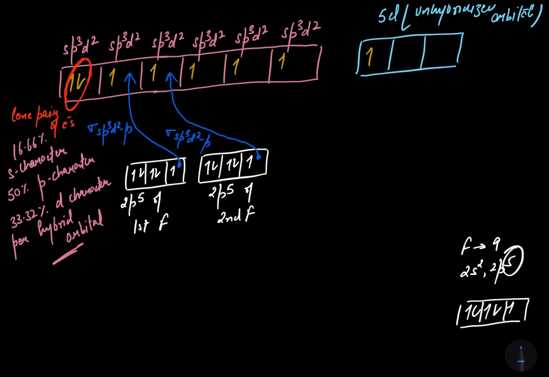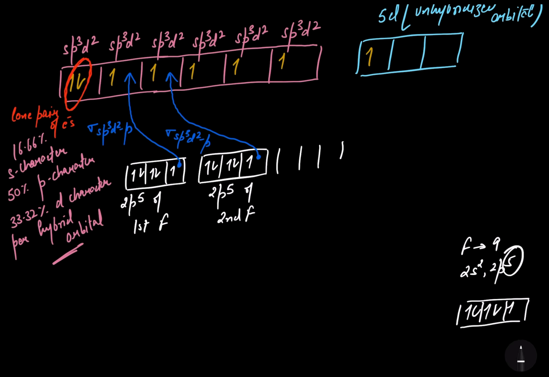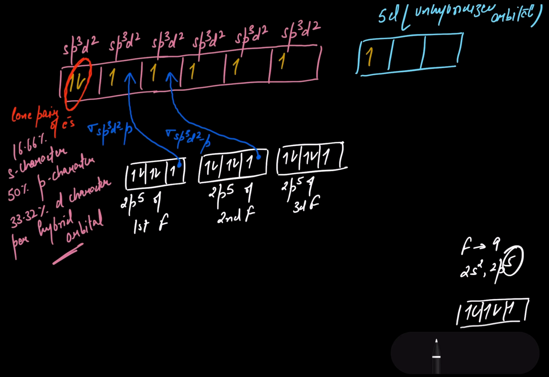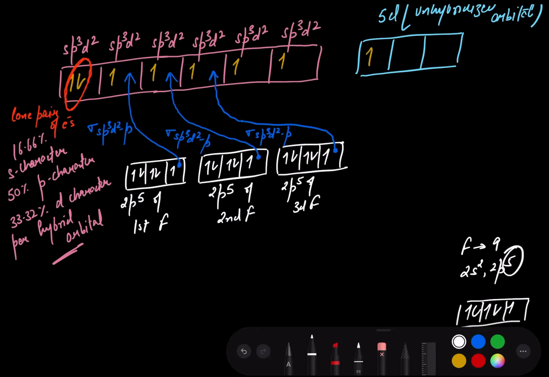Now let's talk about the third fluorine atom. That's the 2p of the third fluorine, and that's again having 5 electrons: that's 1, 2, 3, 4 and 5. Here also we have one atomic orbital with 1 electron. That's going to have head-on overlap with the sp3d2 hybrid orbital of xenon for the formation of a sigma bond. So we got this sigma bond to be sigma sp3d2-p type.